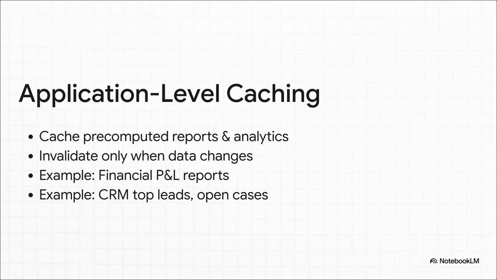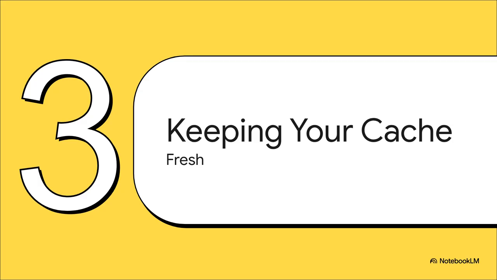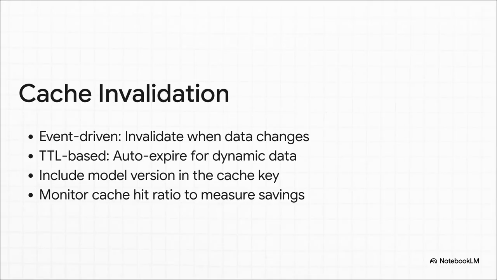And the real magic here is that you only need to rerun the AI and update that cache when the underlying data actually changes. This makes it incredibly efficient for stuff that gets looked at all the time, but maybe only gets updated once a day or once a week. All right, Section 3, keeping your cache fresh. This is important. Because, let's face it, a cache with stale, outdated data is actually worse than having no cache at all. So here are the pro tips for keeping it fresh.